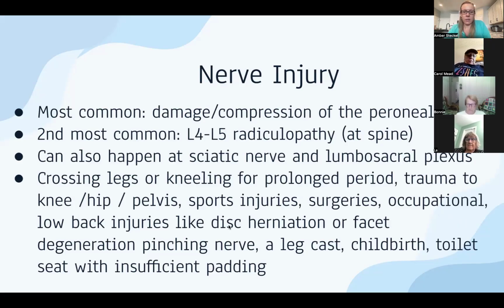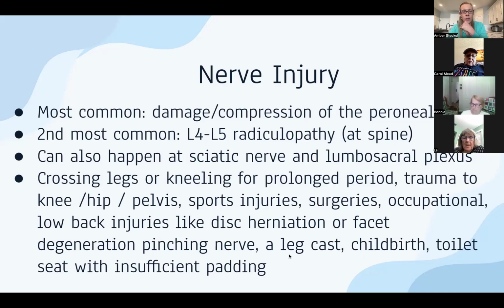Low back injuries like a disc herniation or facet dysfunction, degeneration, pinching on a nerve, a leg cast, childbirth. That could, if your feet are up in stirrups for a long time, it can affect the lumbosacral plexus if the baby's head is pushing on that as it passes through for too long.